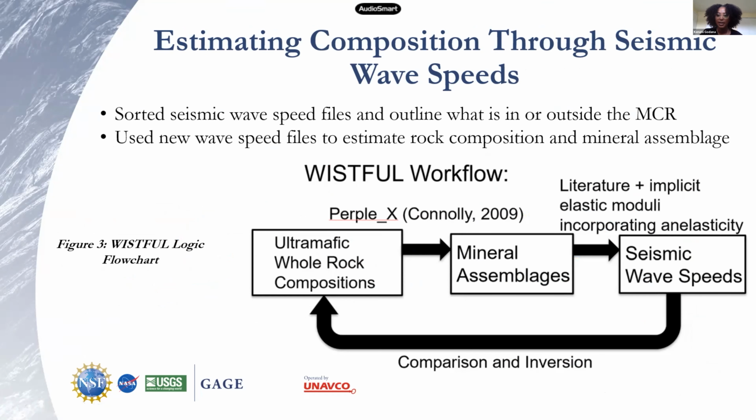surrounding and within the MCR and sorted those into their according groups. And then we inputted those seismic wave speed files into a toolbox on MATLAB called Wistful, which was able to invert the seismic wave speeds into different compositional properties. So we looked at whole rock compositions through the database that it has, and different other compositional properties. So we looked at magnesium. I also looked at aluminum oxide and some other properties like density, but I'll be focusing on magnesium for this project.